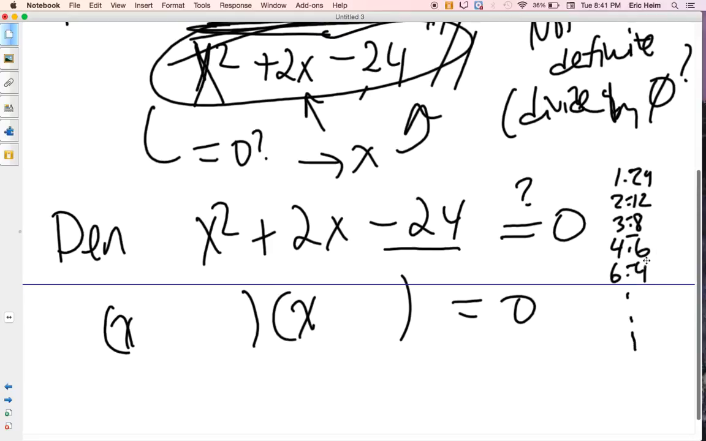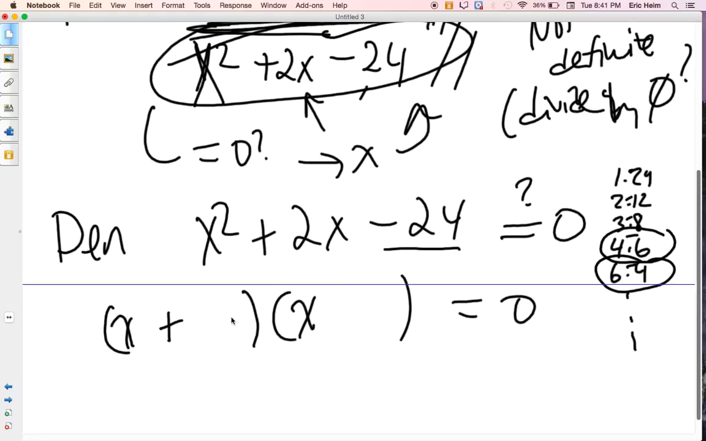I've already found one pair because I've done this kind of thing so many times. 4 times negative 6 is negative 24. 4 plus negative 6 is negative 2. That can't be the right answer. It's got to be the other one. Negative 4 times 6 is negative 24. Negative 4 plus 6 is positive 2.